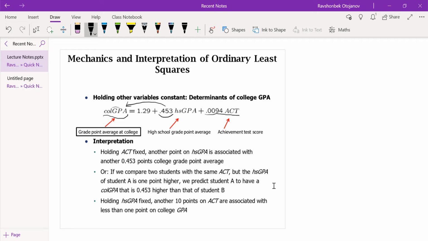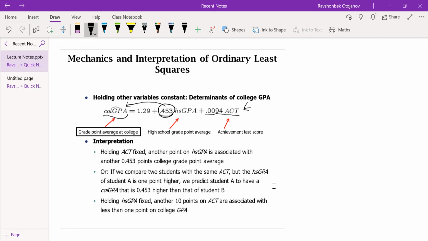Now, in this case, we're assuming that if we had two students with exactly the same ACT scores, this would be the effect of high school GPA on college GPA in case one of the students had a 1 point higher GPA, yeah?